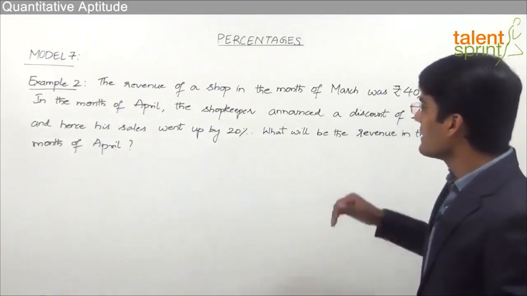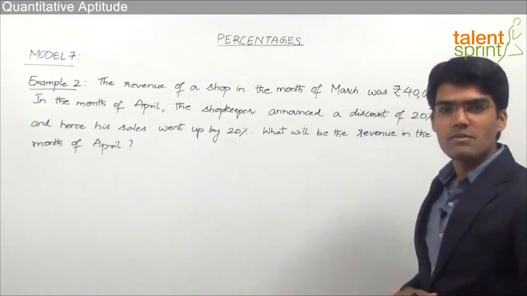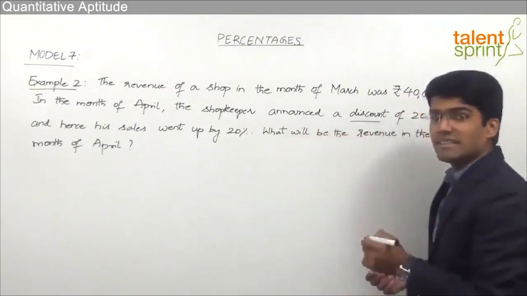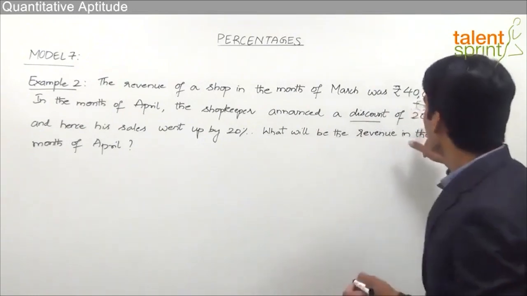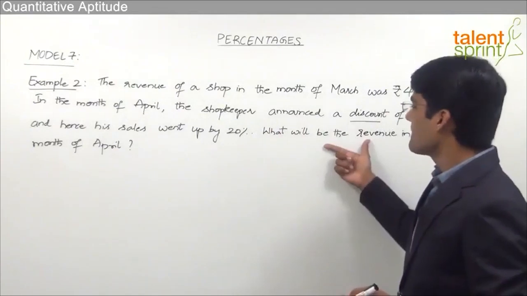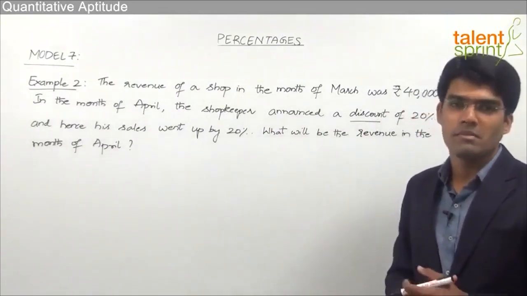So as you can see here, the revenue in the month of March, that is the original revenue, is 40,000. In the month of April, as the shopkeeper announced a discount, that is a decrease in price by 20%, his sales went up by 20%. So what will be the effect on the revenue of the shopkeeper? And we have to find out the revenue in the month of April.